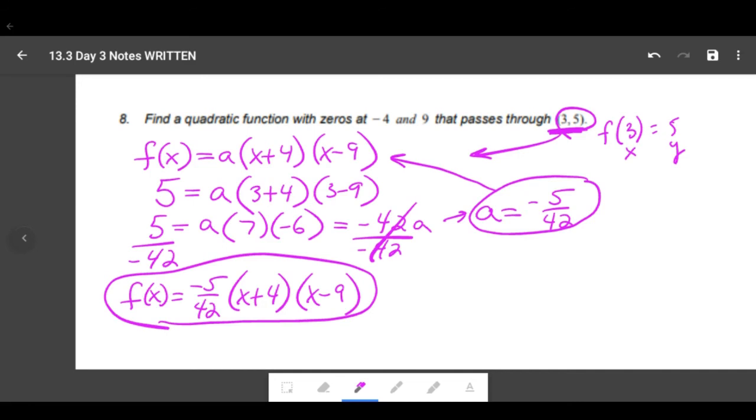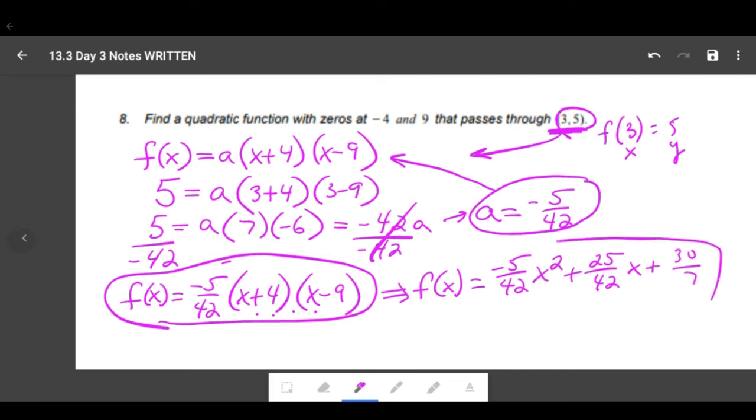Okay, if it does specify, like we've been doing already, you would need to FOIL, you would need to distribute, right, all of that. If you do it correctly, and this is a chance for you to try this, I had that f of x is equal to -5/42 x squared plus 25/42 x plus 30/7. So this would be the polynomial form, right? Again, multiply these two groups out, then distribute, and you should get that particular answer.